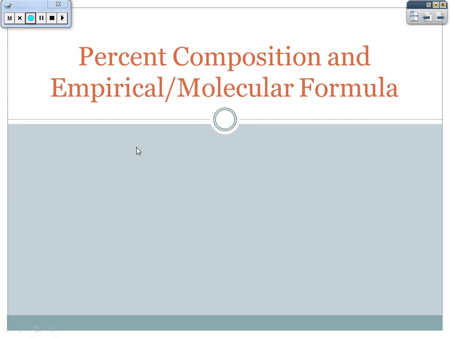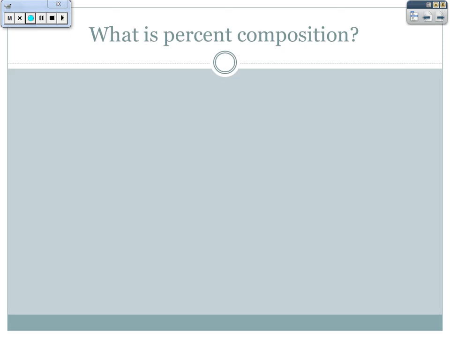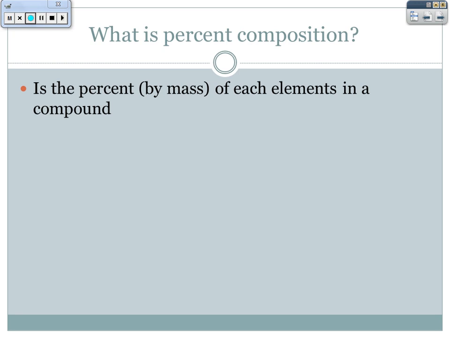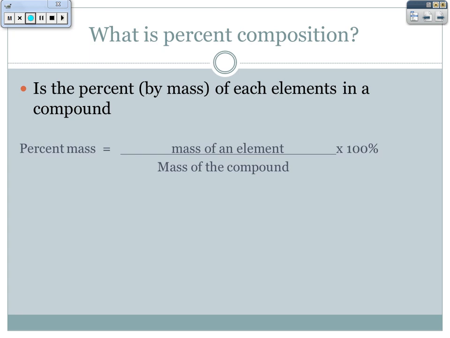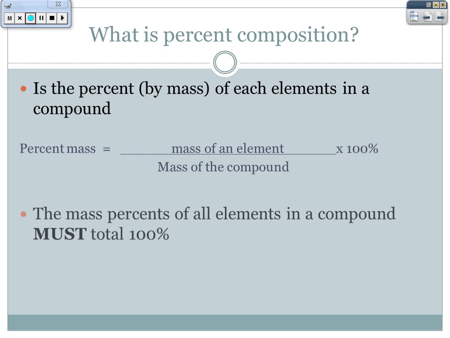Alrighty, today we're going to be talking about percent composition and empirical and molecular formula. So what is percent composition? Percent composition is the percent by mass of each element in a compound. So if you want to find the mass percent of something, you take the mass of the element divided by the mass of the compound and you multiply that by 100.